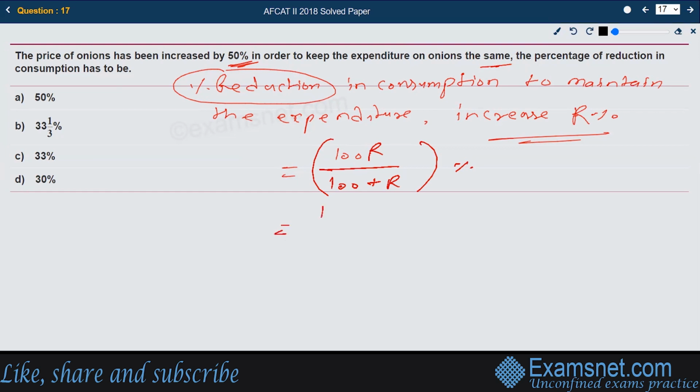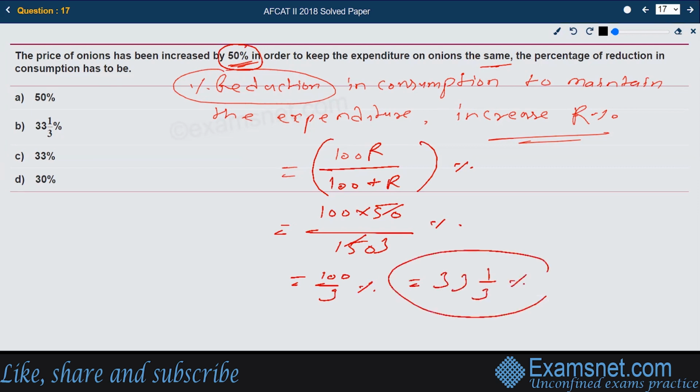If I use this, it is going to be 100 into 50. The R is nothing but the percentage increase that has been made, and the percentage increase here is 50%. So it's going to be 100 into 50 by 100 plus 50, that is 150. This much percentage reduction is to be made. If I cut numbers, this is going to be 3, so this is simply 100 by 3%, which is nothing but 33 1/3%. So if the price of a commodity has been increased by 50%, the percentage reduction in consumption to be made is 33 1/3%, or 1/3 of it. So option B is the right answer.